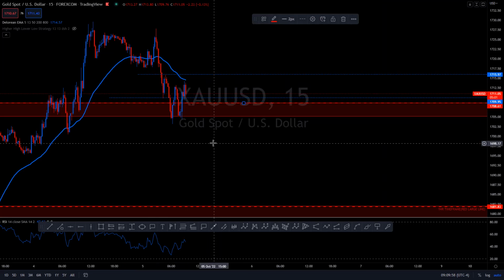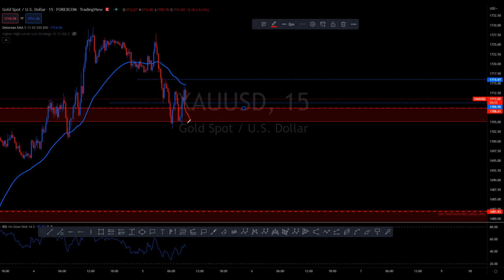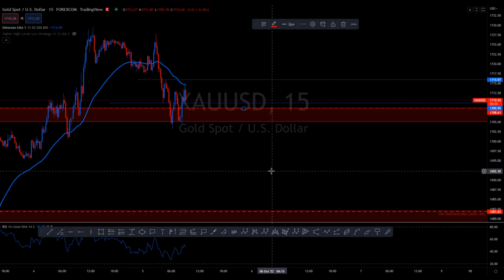But what I'll be looking for first is price to maybe come down here, test this area, maybe swing down here and then go up. That's what I'm looking at. But of course, price previously hit this area and went down as well. But this is a very huge demand area here.